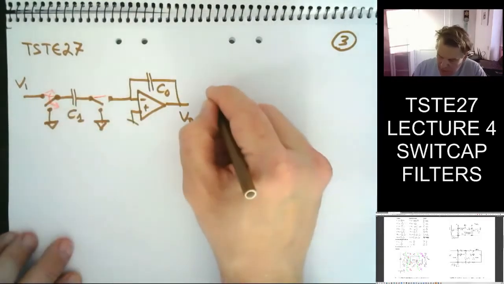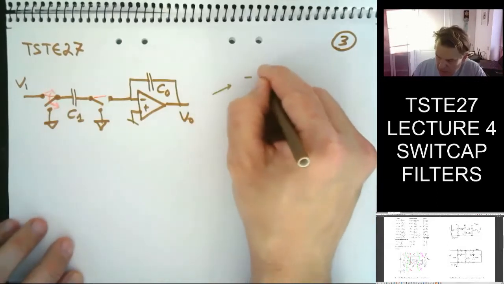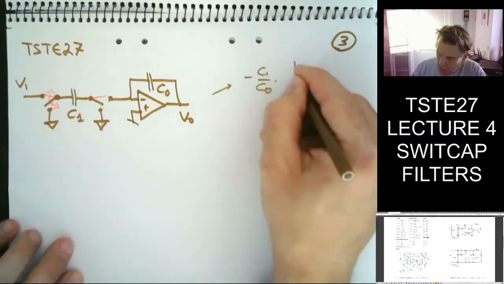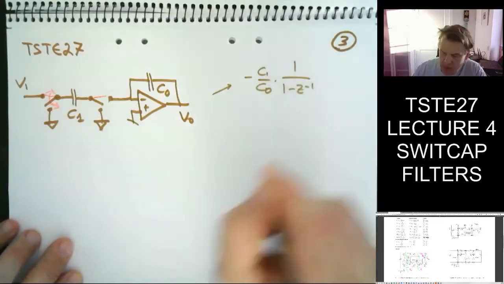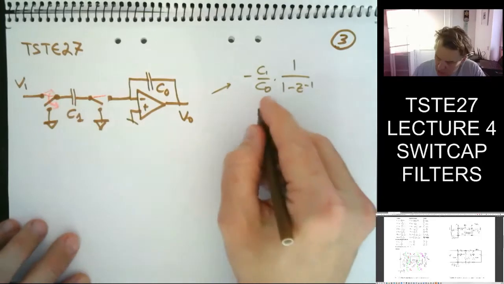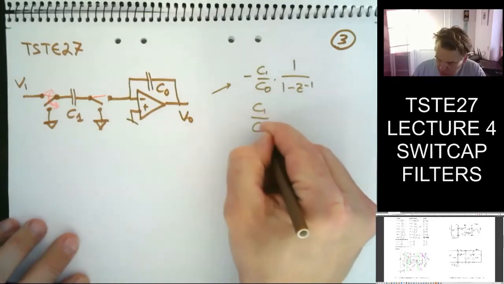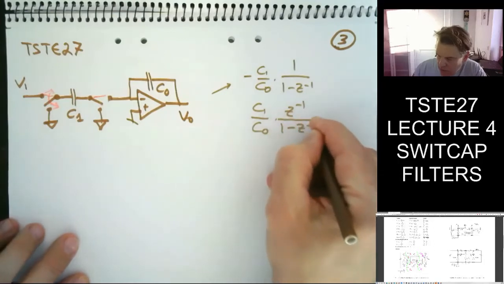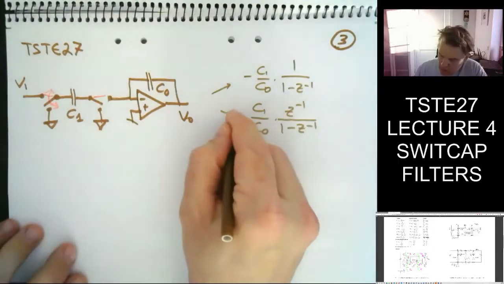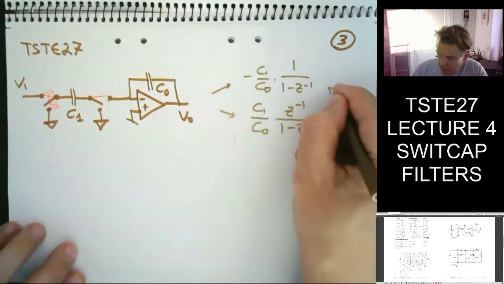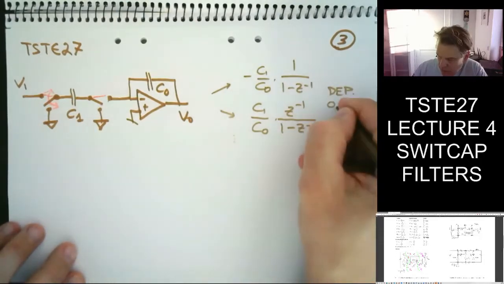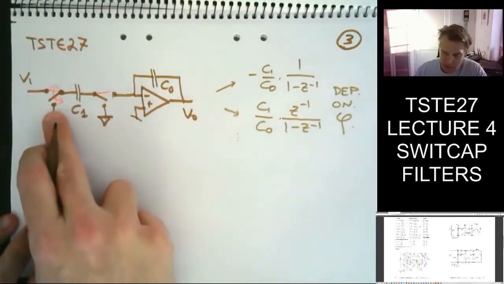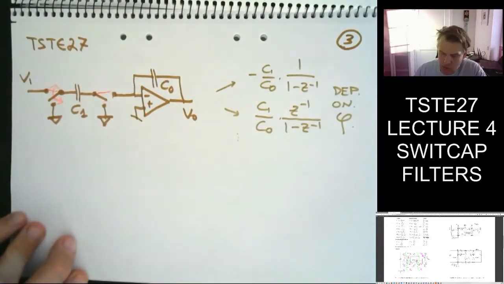So that means that this can also become minus C1 divided by C0 times 1 over 1 minus Z to the minus 1. That's one option. I can also create the function which is C1 divided by C0 times Z to the minus 1 over 1 minus Z to the minus 1, etc., dependent on the phase, dependent on phi, more or less, the choice of where I want to put these switches.